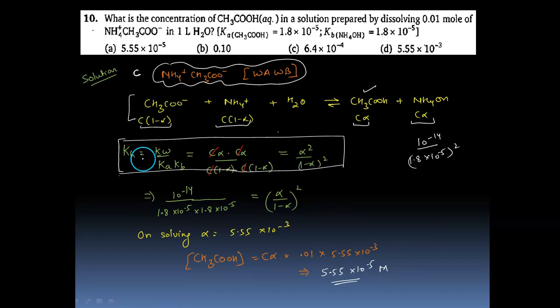So we have Kh, which is Kw upon Ka, equal to alpha square upon 1 minus alpha whole square. If you use alpha square only, then there would be a difference in the answer, right? Because this Kh value is not negligible. So on solving, we get alpha as 5.55 into 10 raised to power minus 3. And if we were to find the concentration of acetic acid, that is actually C alpha. So the concentration is 0.01 molar, because it is 0.01 mole in 1 liter, into alpha. So the answer comes out to be 5.55 into 10 raised to power minus 5. For this question, the answer would be A.